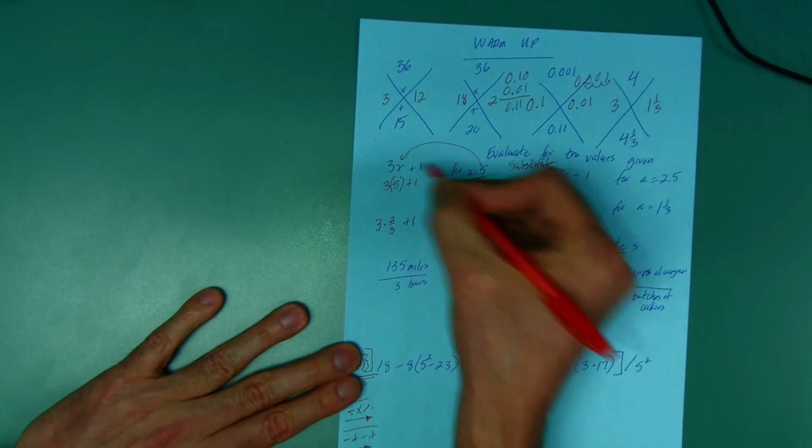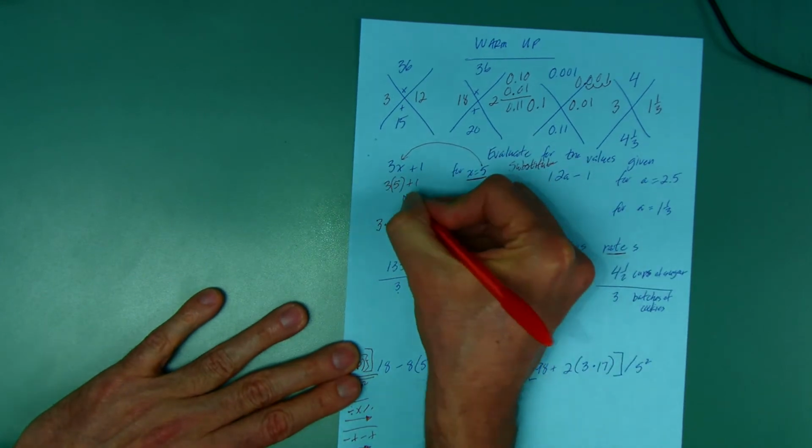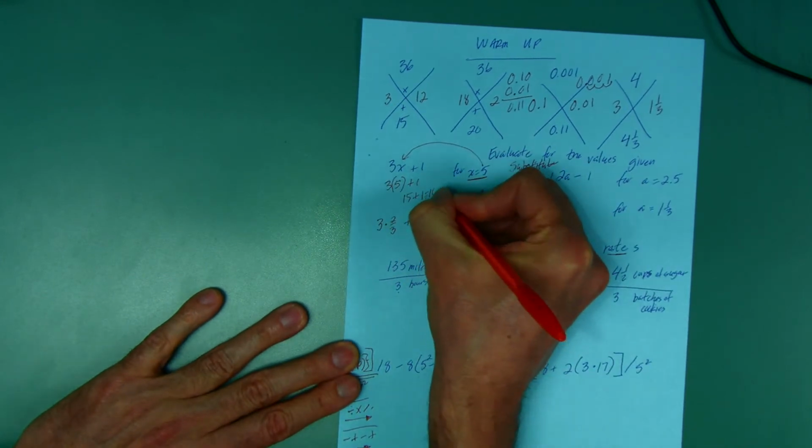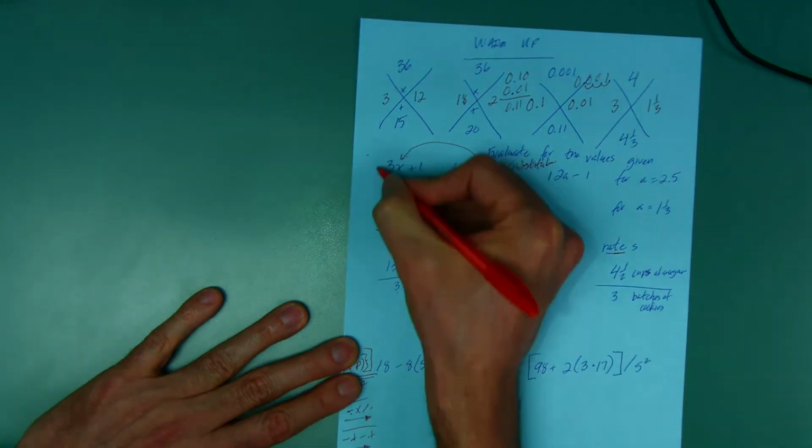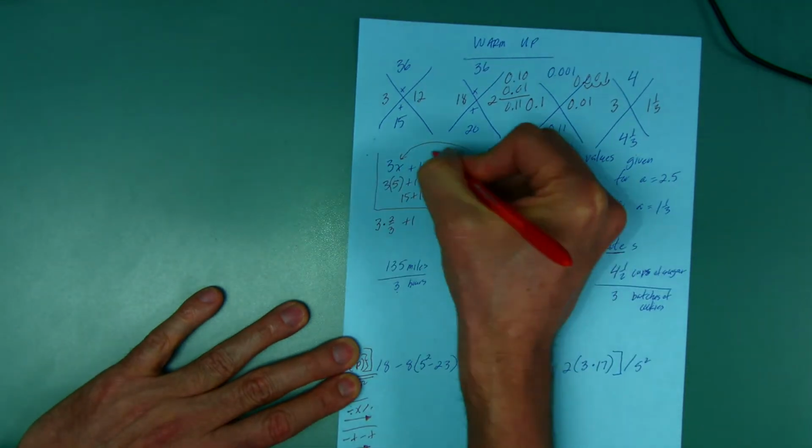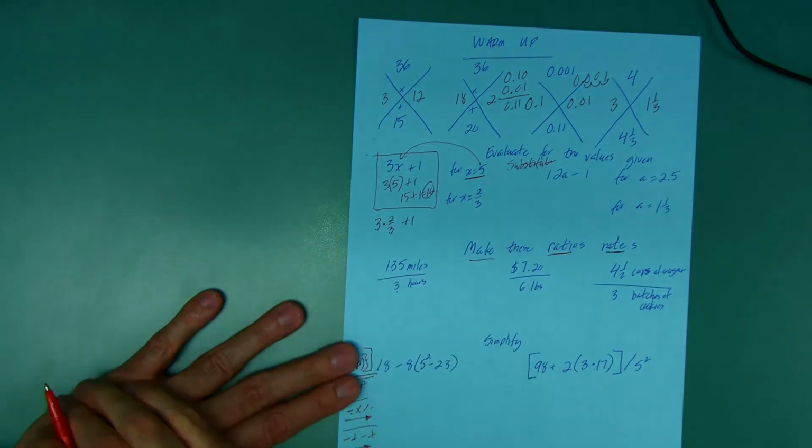All right, so I'm going to substitute. 3 times 5 is 15, and 15 plus 1 is 16. I put a circle around my answer, put a box around that problem. Start doing that. It's a good habit.